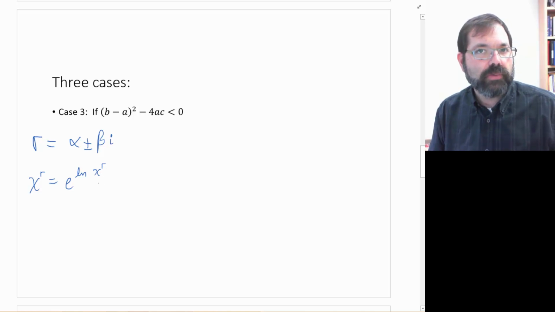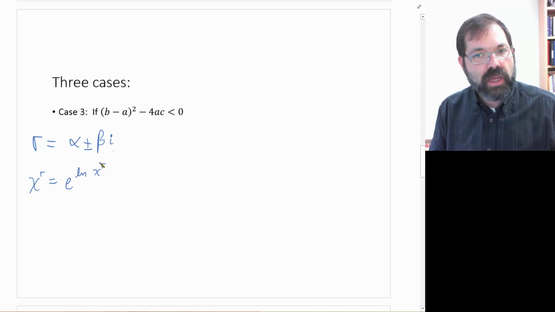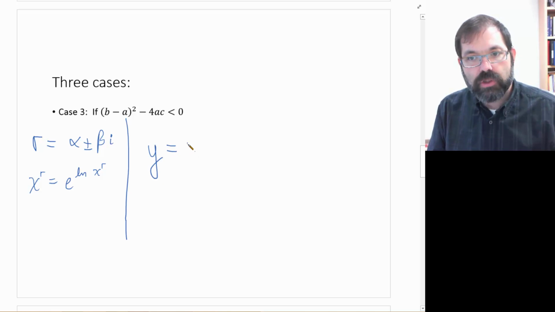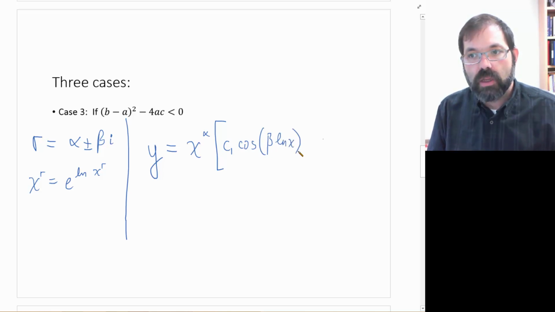And we use a similar process as what we did for the constant coefficient equations, and through a good amount of manipulation, and again, this would be a nice exercise to try on your own, we end up with the solution that y equals x to the alpha times c1 cosine of beta times the natural log of x plus c2 sine of beta times the natural log of x.